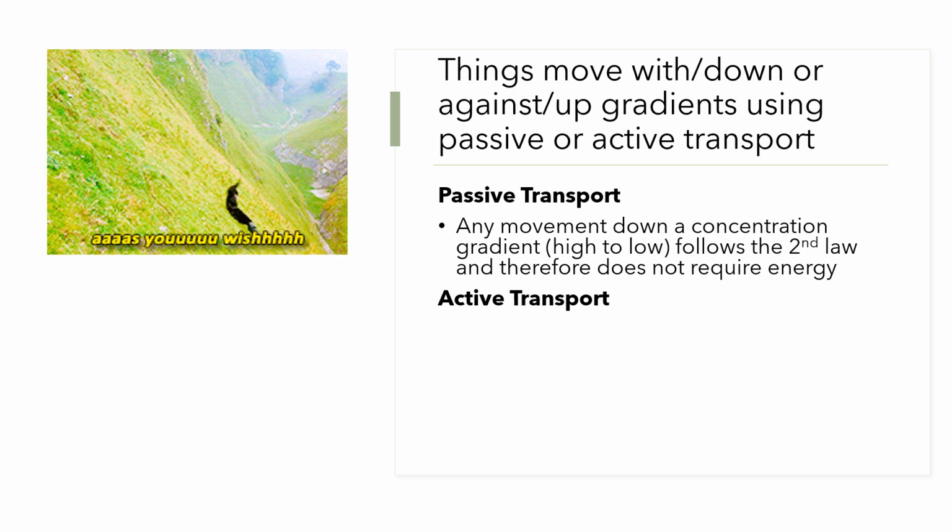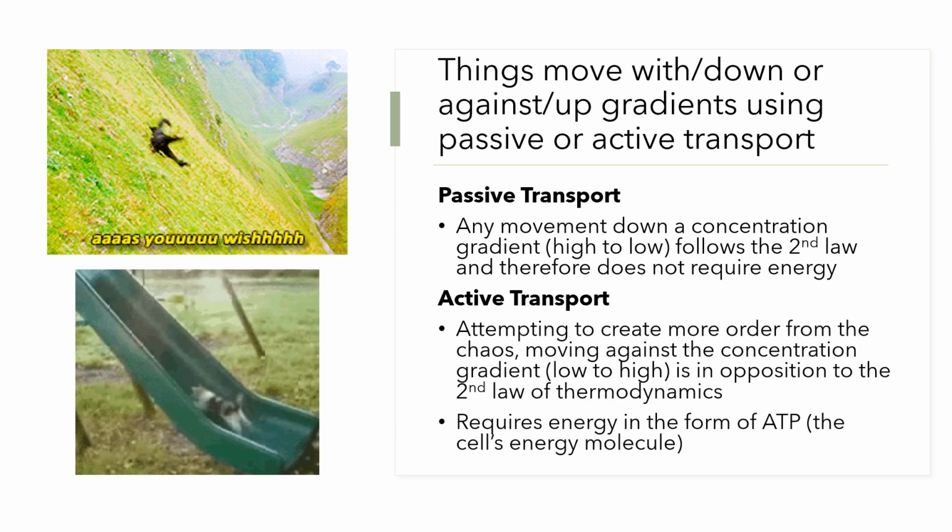The other one is active transport. This is attempting to create more order out of the disorder. This is going against the second law of thermodynamics. As a result, if you are trying to fight the natural tendencies of the universe, you have to pay. And what are we paying with? We're paying with energy. You've got to pay the energy tax in order to create more order rather than more chaos.